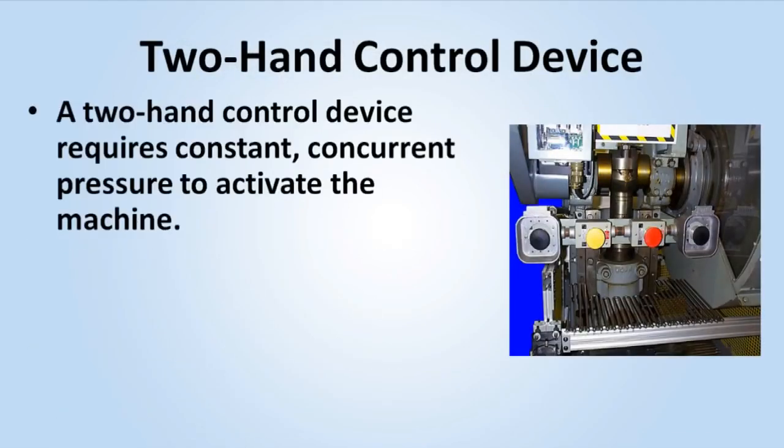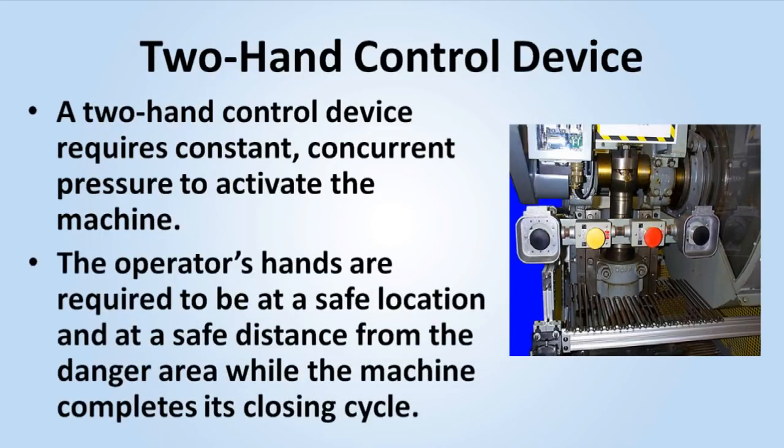A two-hand control device requires constant concurrent pressure to activate the machine. The operator's hands are required to be at a safe location and at a safe distance from the danger area while the machine completes its closing cycle.